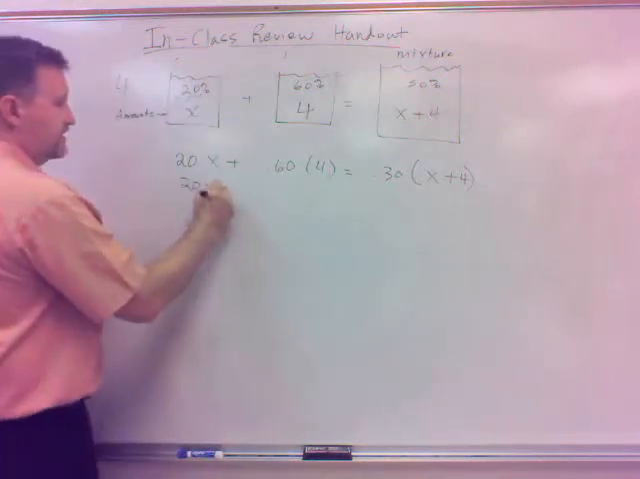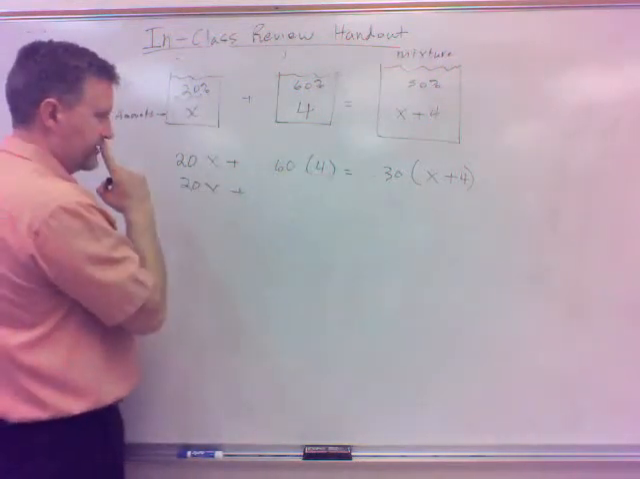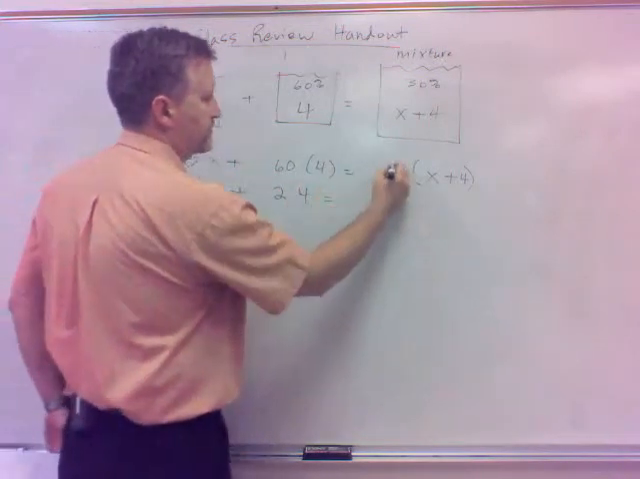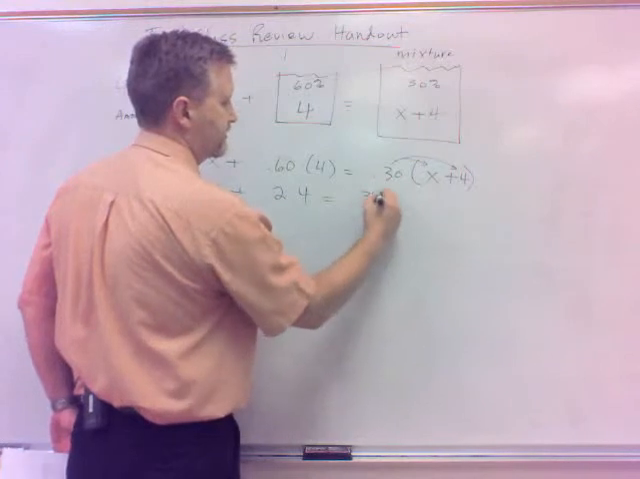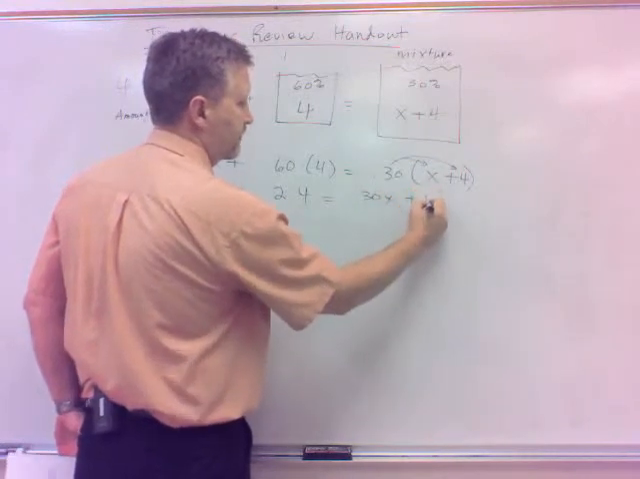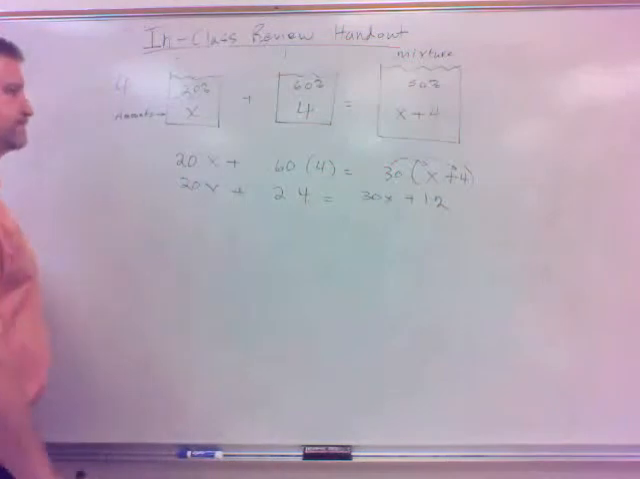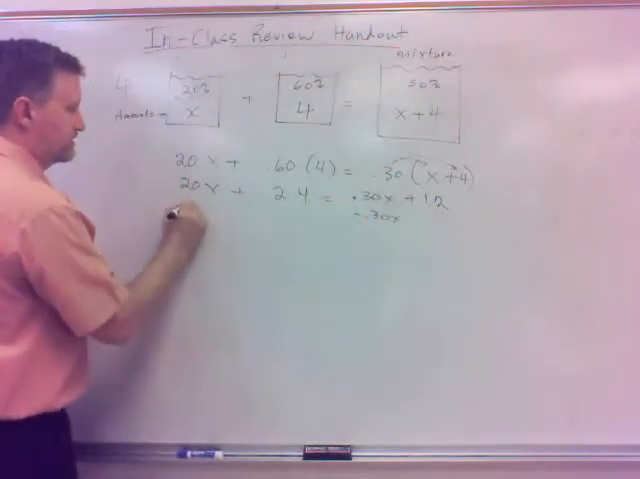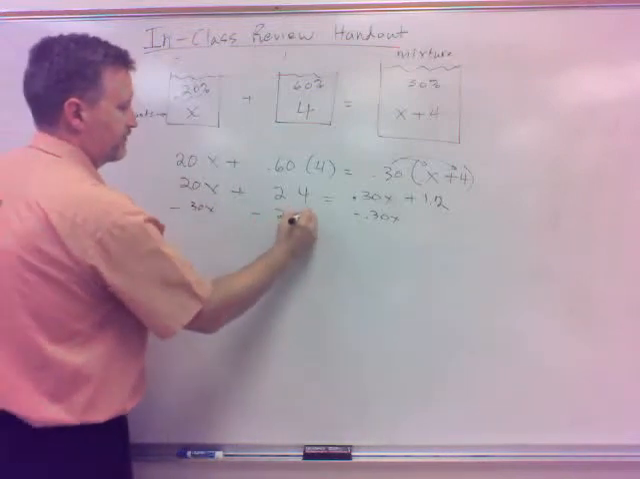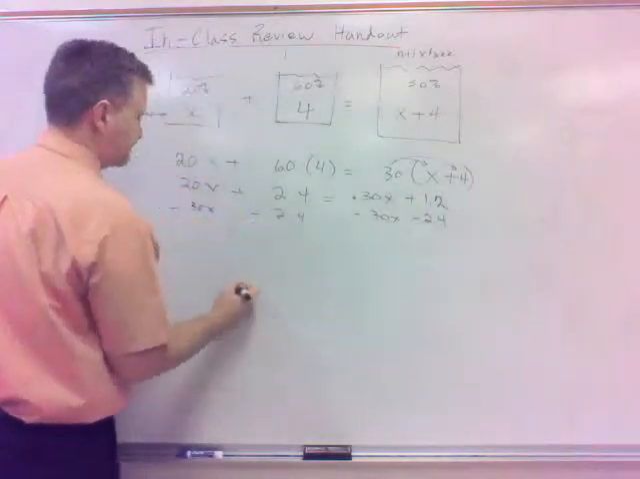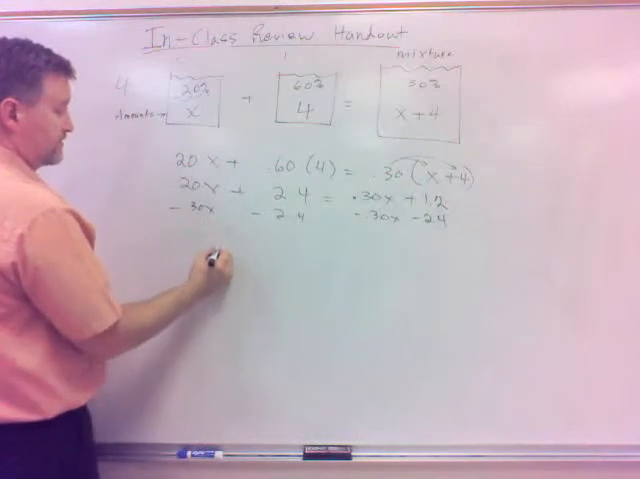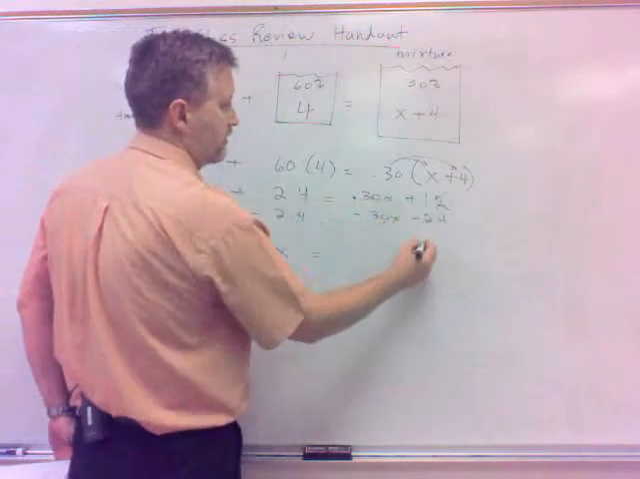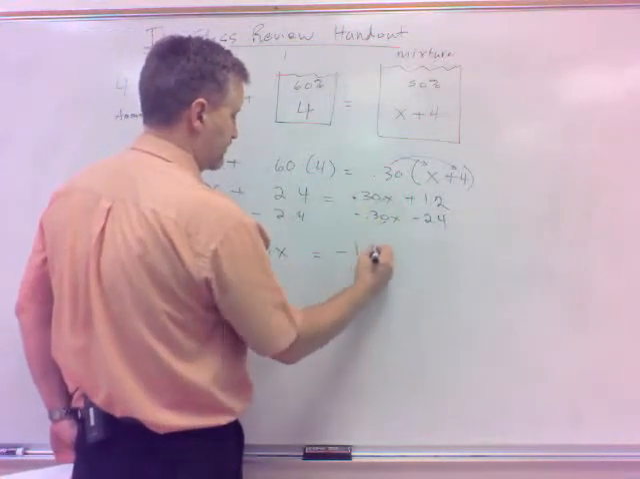All right, so that's 0.20x plus 0.60 times 4 is 2.4, equals, and distribute your 0.30. It's 0.30x plus 0.30 times 4, 1.2. Now we need the x's on one side, so let's subtract 0.30x from both sides and subtract 2.4 from both sides. 0.20 minus 0.30 is negative 0.10x equals 1.2 minus 2.4, which is negative 1.2.